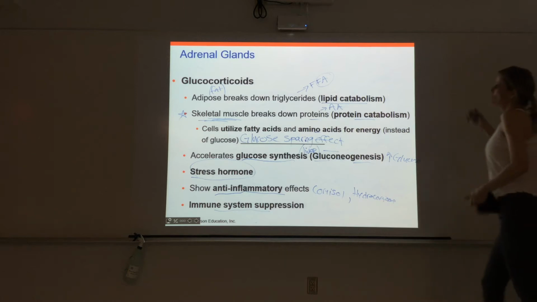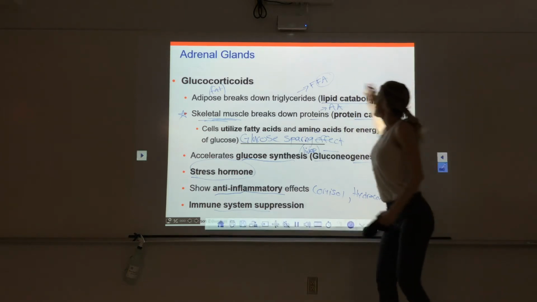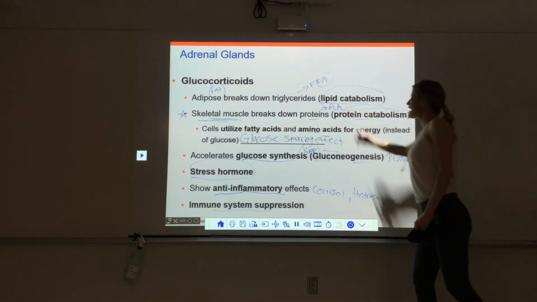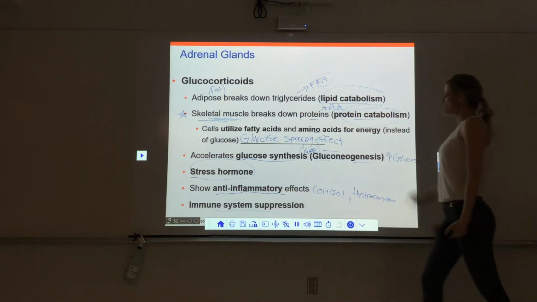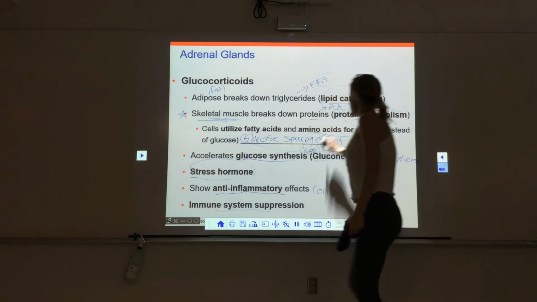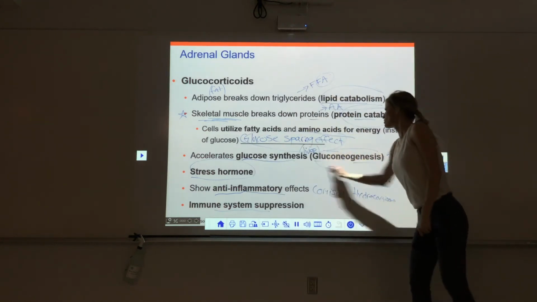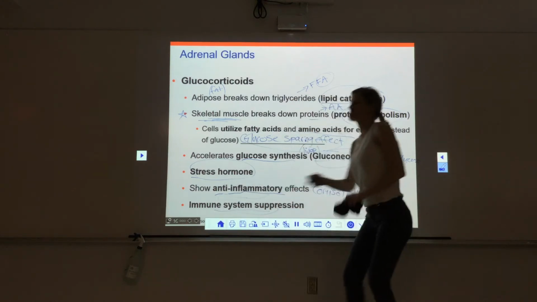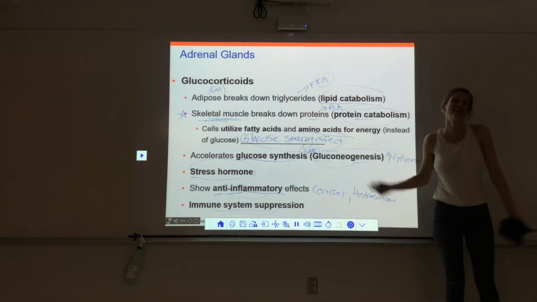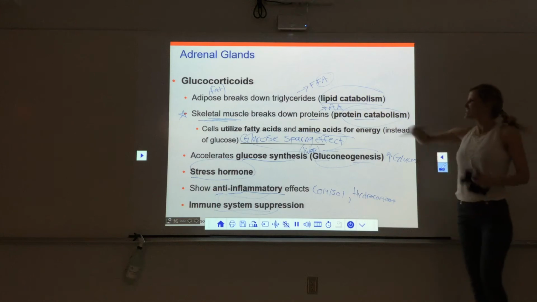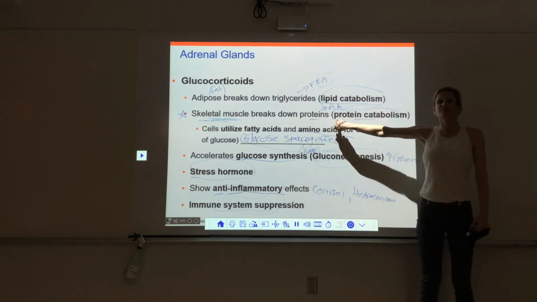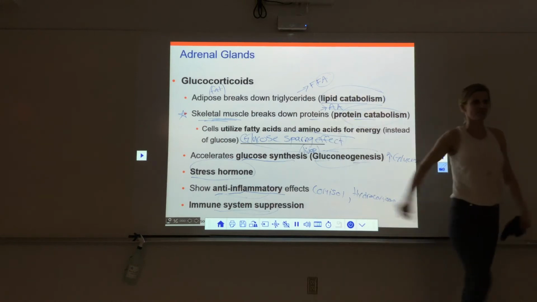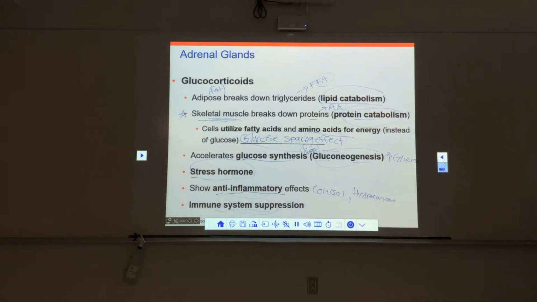Overall here, guys, for glucocorticoids, know lipid catabolism and what that means. Protein catabolism, and know that that's a glucose-sparing effect. Gluconeogenesis, anti-inflammatory, immune system suppression. So I guess know everything. But again, this is weird. Other things don't tell your muscles to break down, because you don't regularly want your muscles to start breaking down.